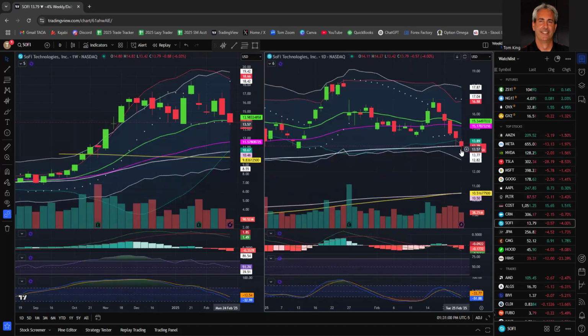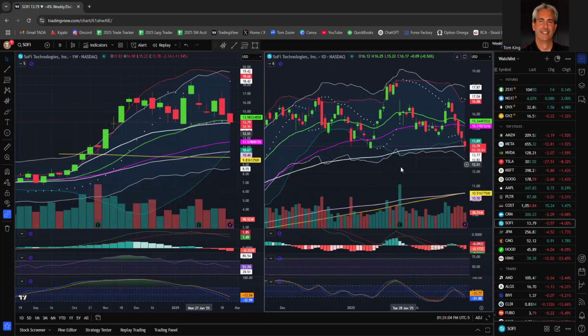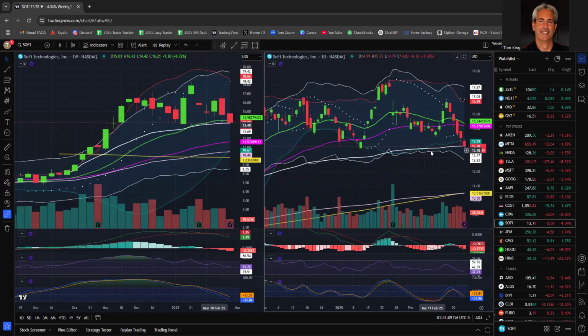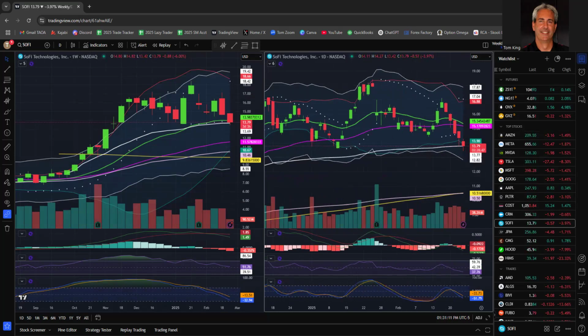Okay. SoFi, bottom of the Bollinger Band, right at anchored VWAP on here. This has had a really strong pullback on it. There's no reason to get in. I'm already in with one trade, but no reason to add to those trades because everything still looks bearish. Nothing looks good.